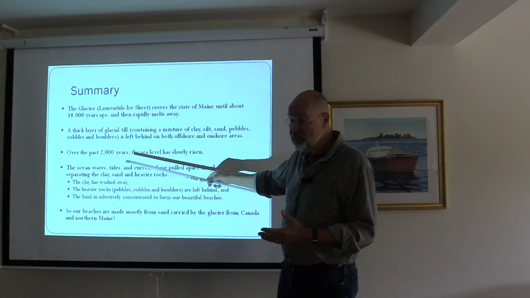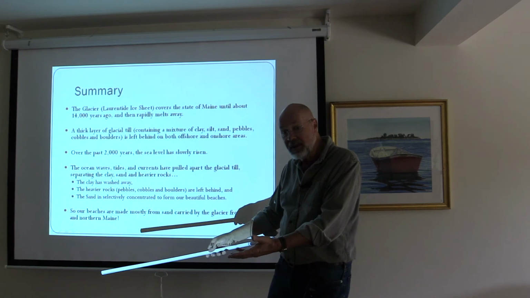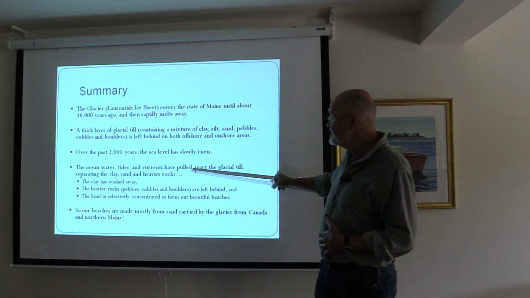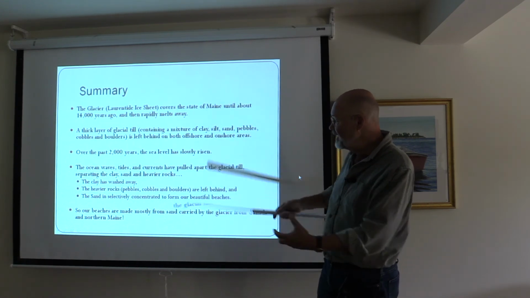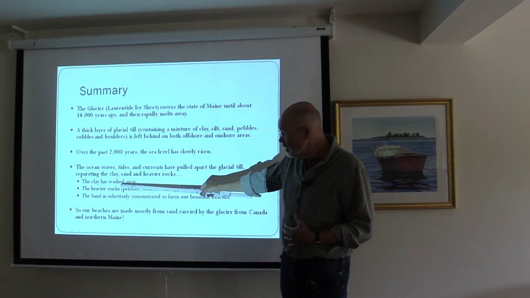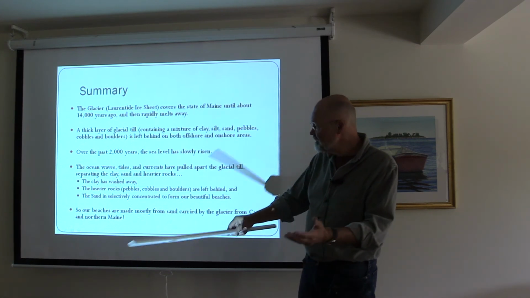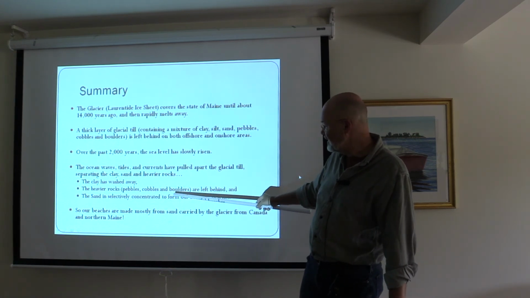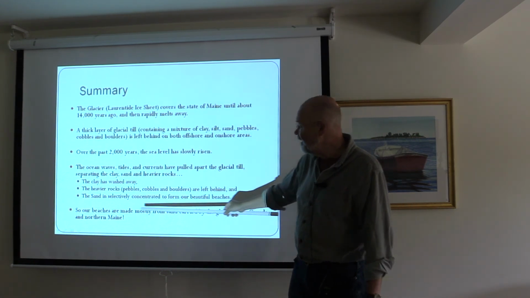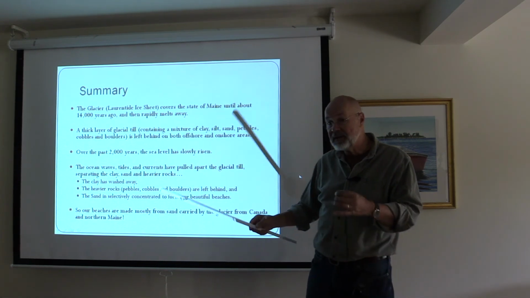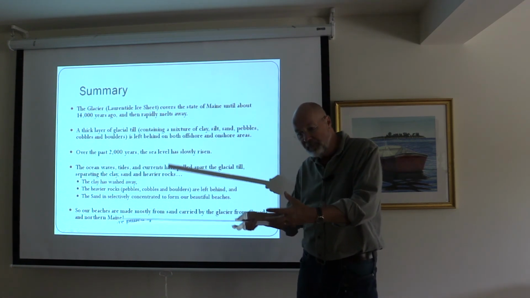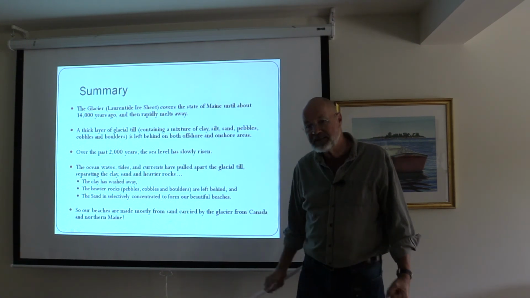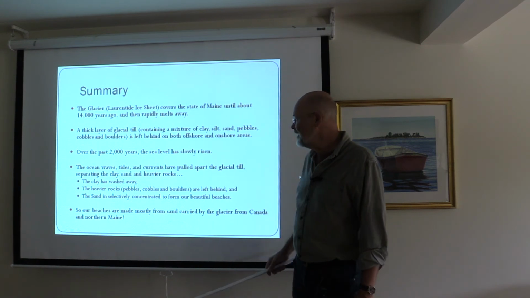Then over the past 2,000 years or so, sea level has been slowly rising. And as it rose, the waves on the beach churned up that till. The smaller particles, clay and silt, were washed away. The heavier particles, the pebbles, cobbles, and boulders, the heavy rocks, were left behind. And the sand was selectively concentrated. It was moved and built up to create the beautiful beaches we have today. So that's basically the story of how we got here.